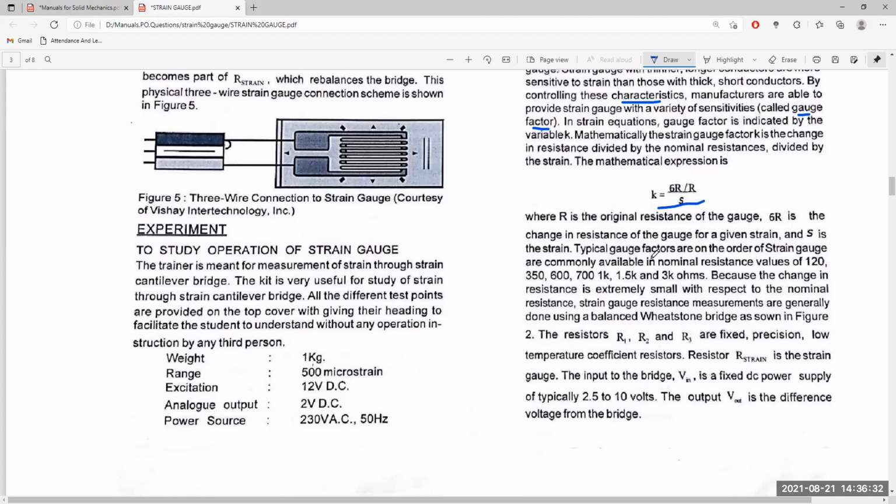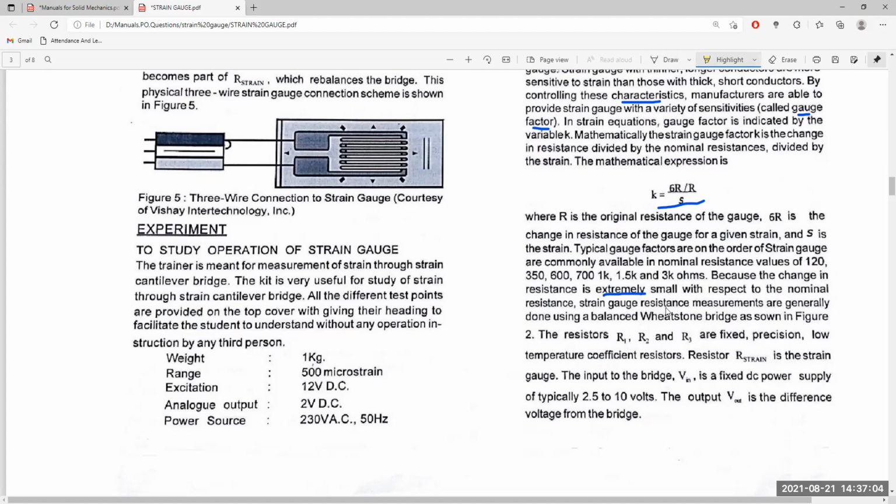Typical gauge factors are on the order of 2. Strain gauges are commonly available in nominal resistance values of, say, 120, 350, 600, 700, 1K, 3.5K, 5K, 6K ohms, etc. The change in resistance is extremely small with respect to the nominal resistance.